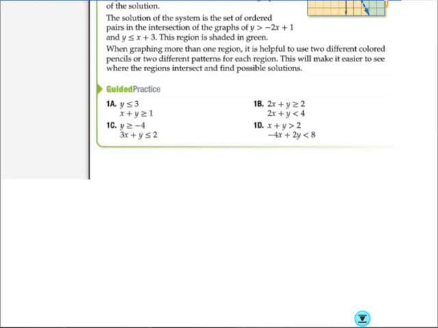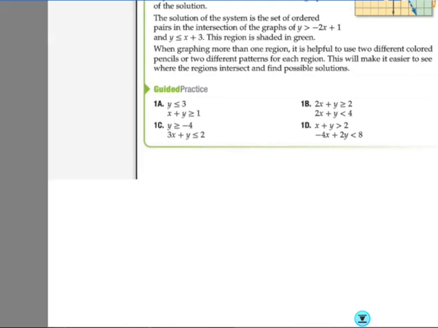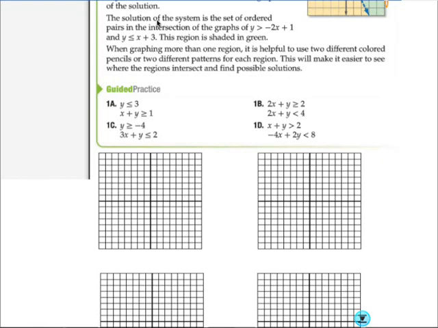Hopefully you have some of that graph paper I gave you. Go ahead and grab some graph paper. Let's graph. We'll do 1A together. Let's do that just to make sure we're all on the same page. All right, so 1A we'll do together.